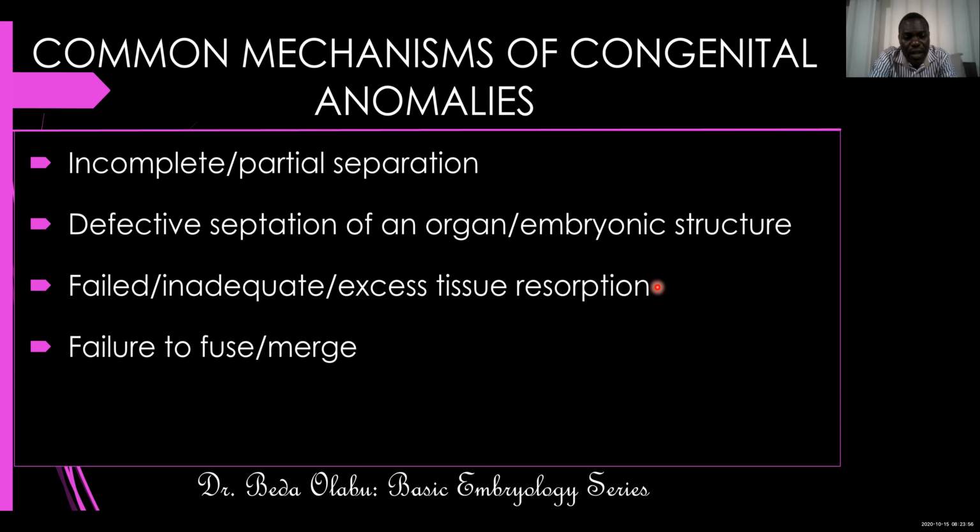There are scenarios where 2 structures are supposed to fuse or merge. Maybe one from the right, one from the left. If they don't fuse or merge, then you're going to get a defect in the middle. And a good example would be the development of the palate, where the right and the left palatal shelf grow towards the center and fuse. If that doesn't happen, then you get a cleft palate. Even the tongue, by the way, right and left tongue develop separately, then they fuse. If that doesn't happen, then you're going to get a tongue that is split, what we call bifid tongue, like the one of snakes.